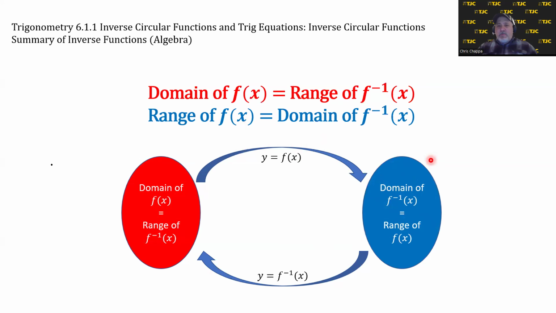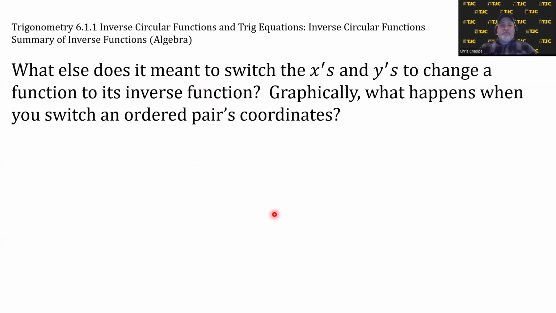But f inverse of x would go backwards. So the domain of f of x, the one in red, what goes into the first function, turns it into something in its range, but that has to subsequently be in the domain of the inverse function so it can go back through and come out of the range in the range of the inverse function. So the domain of one function equals the range of the other.